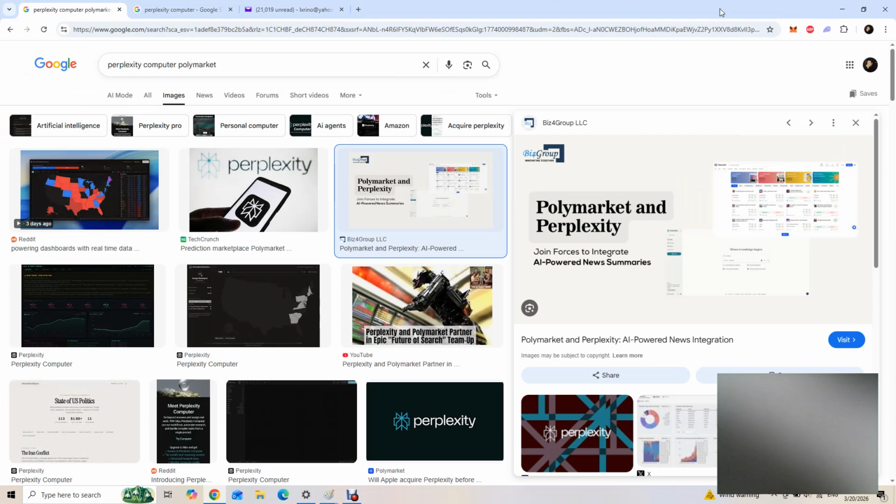So let's talk about how do we make money with Perplexity Computer, with Manus AI, with OpenClaw, with the newest Nemo Claw as an NVIDIA Nemotron AI agent.